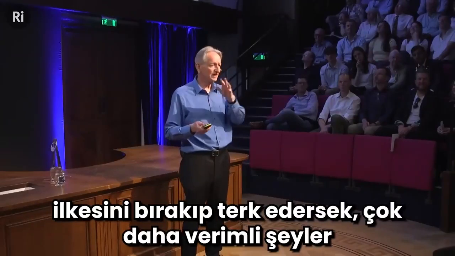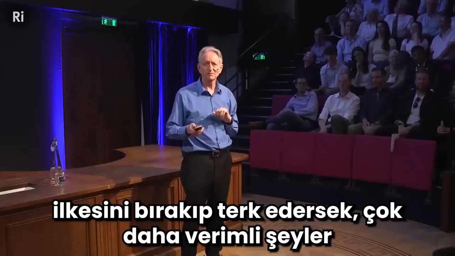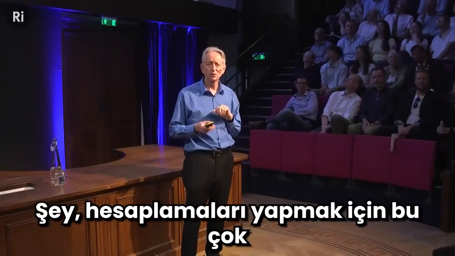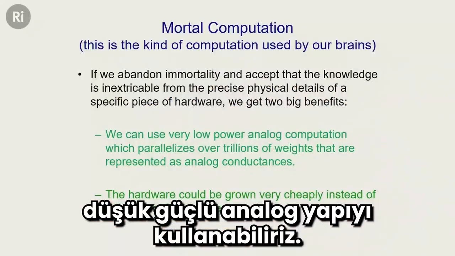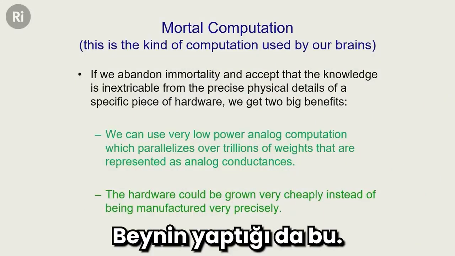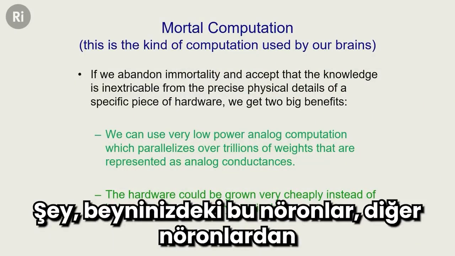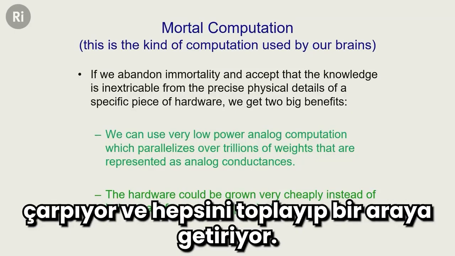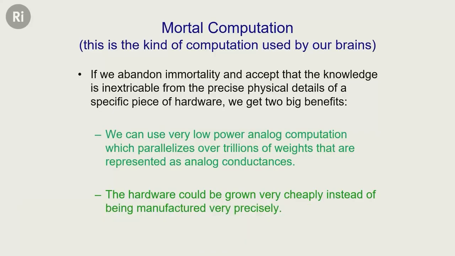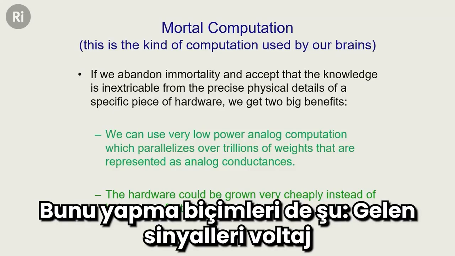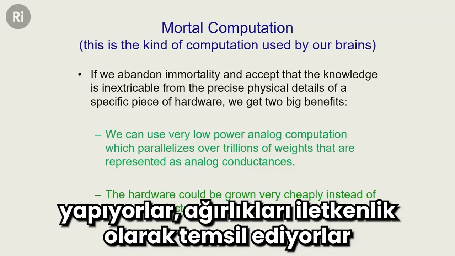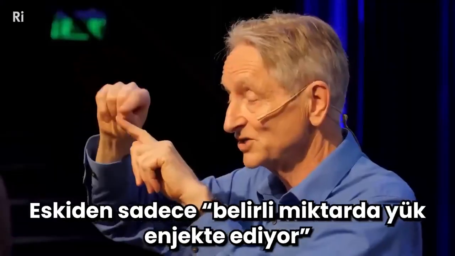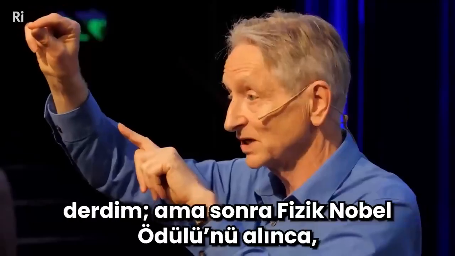So, if we do abandon that principle that the hardware should be separate from the software, we can make much more efficient things, and I call that mortal computation. We can use this very low power analog to do computations. That's what the brain does. These neurons in your brain are taking incoming signals from other neurons, multiplying them by weights, and adding it all up. And the way they do that is they make the incoming signals be voltages, they make the weights be conductances, and that injects charge, a certain amount of charge per unit time.